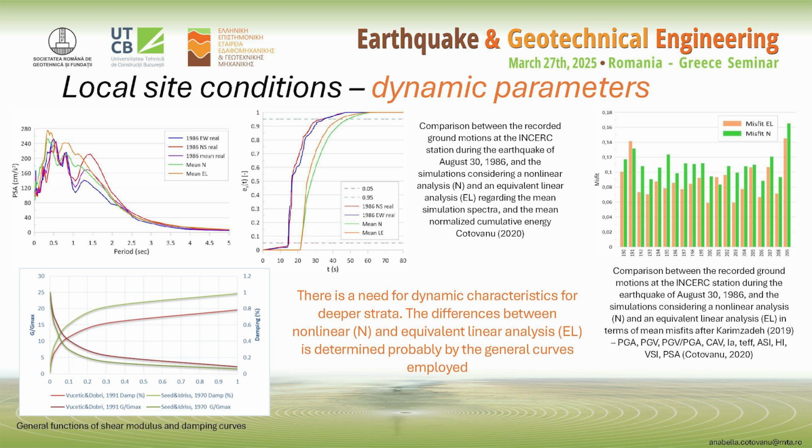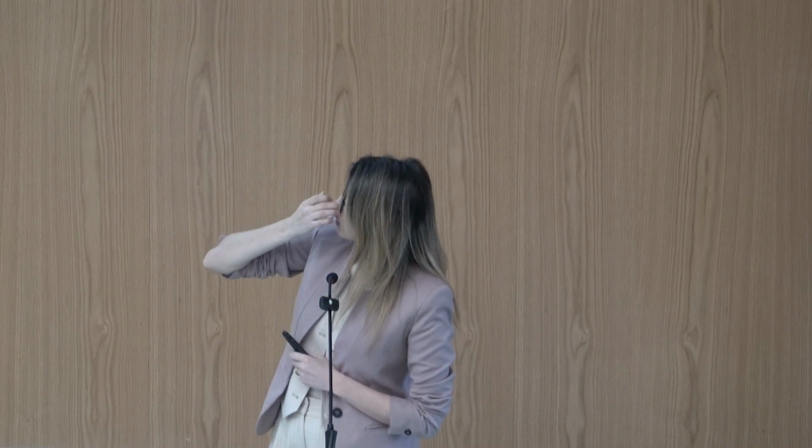The last issue is the dynamic parameters. The analysis was made employing equivalent linear analysis and nonlinear analysis. I am sorry for that graph. The values are reversed on that graph. But because we talk about a very deep profile, I needed to use general definitions as Vucetic and Dobry and Seed and Idriss. And if we see here, this is the comparison with the misfit, taking in consideration a lot of parameters for the simulations.